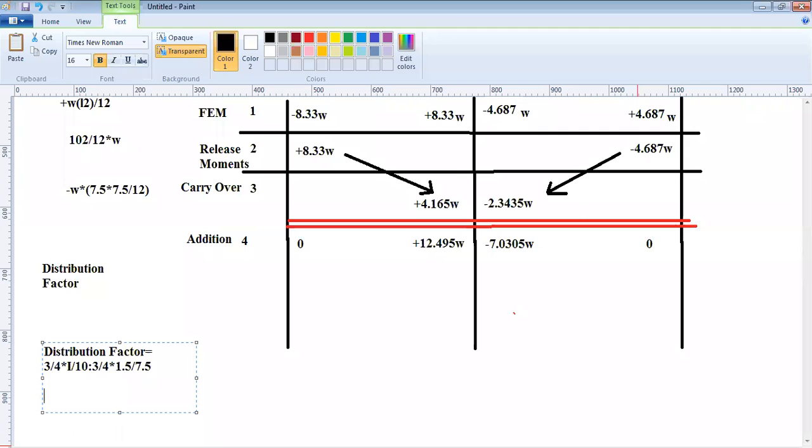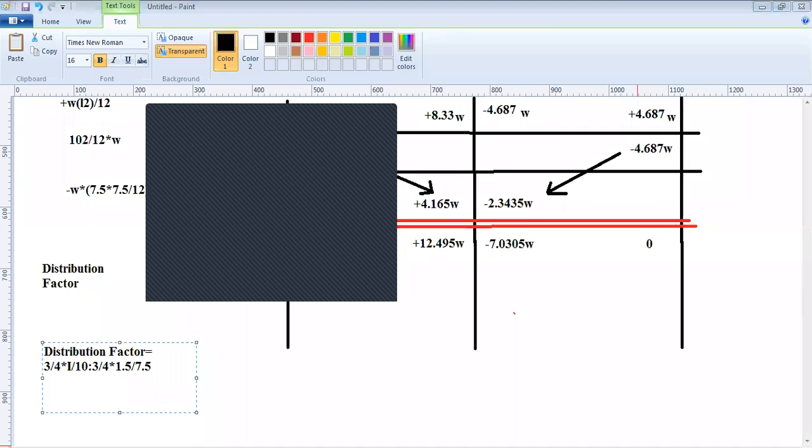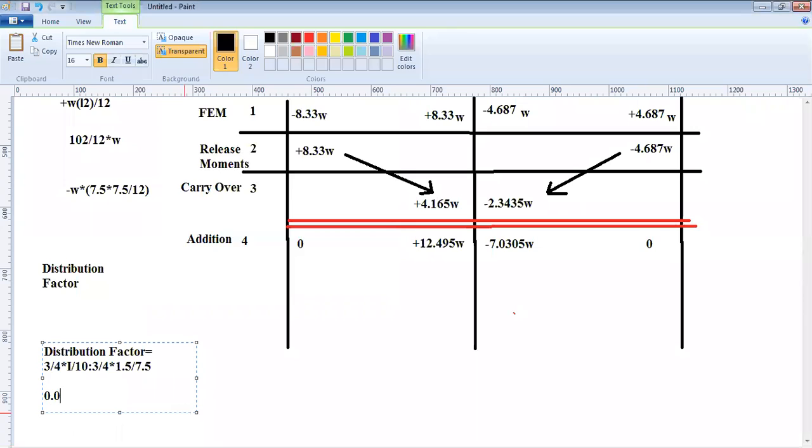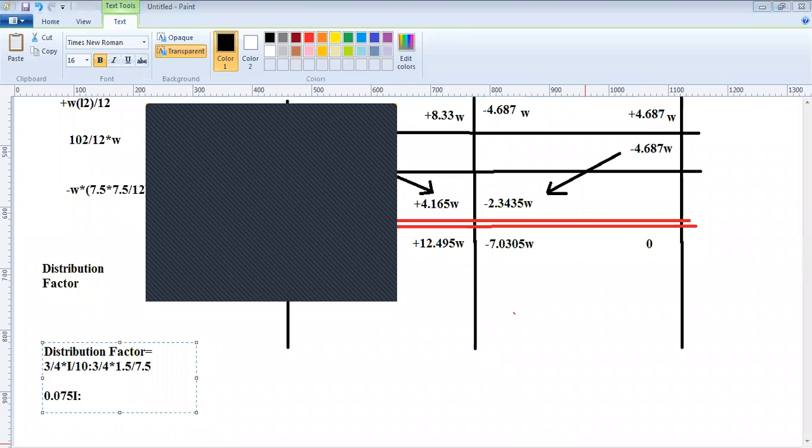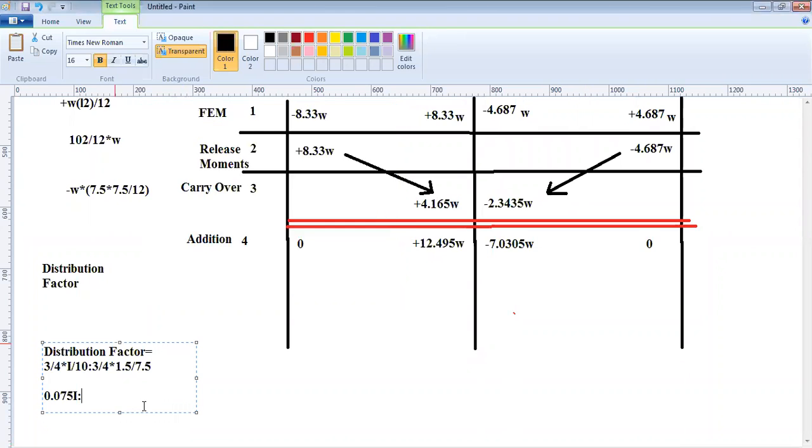3/4 into I by 10. It's 0.075 into I. What about the other end? 3/4 into 1.5 I divided by 7.5. So it's 0.15 into I.